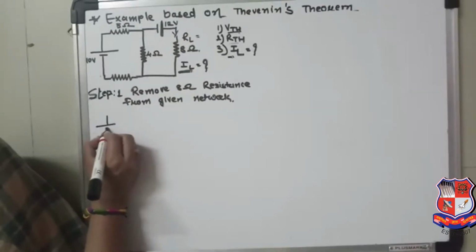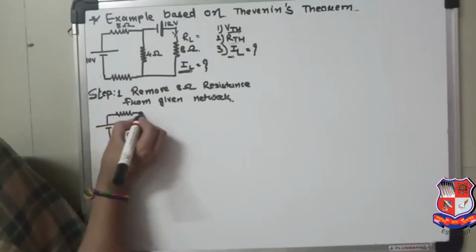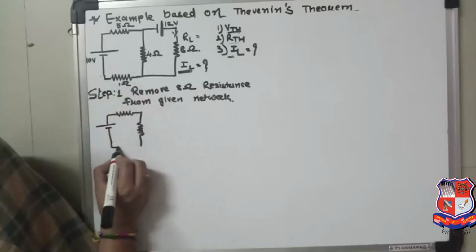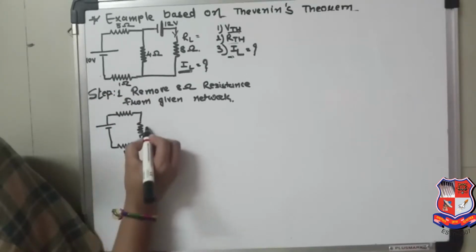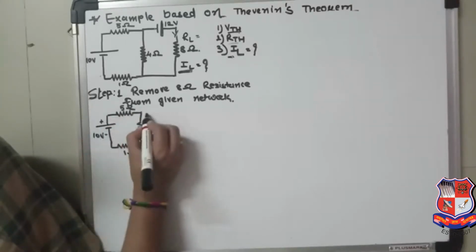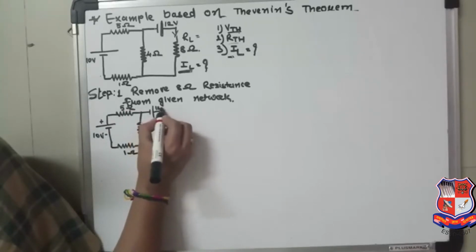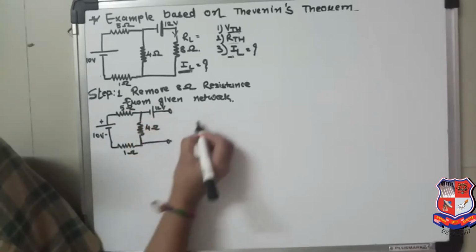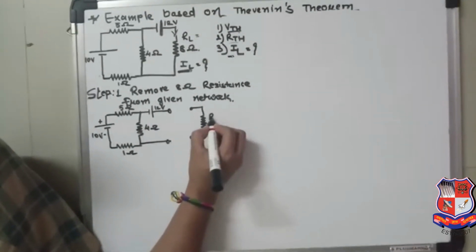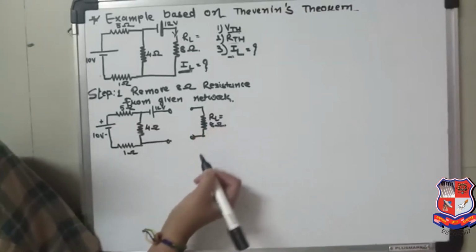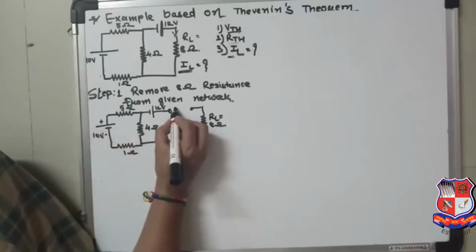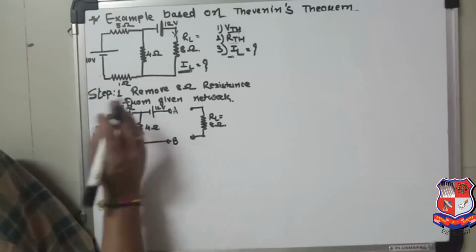So my circuit will now be like this. Here a 5 ohm resistance, here a 4 ohm resistance, here a 1 ohm resistance, 4 ohm, 5 ohm, here a 10 volt voltage source, here a 12 volt voltage source, and now my 8 ohm resistance is removed. RL, which is the 8 ohm resistance, is disconnected from the given network, and label the open circuit terminals as A and B. That is the first step.